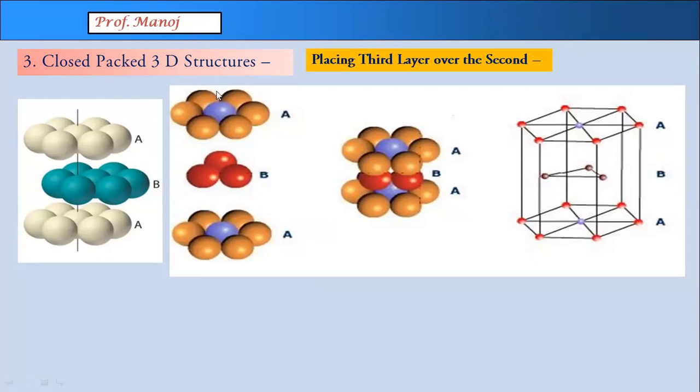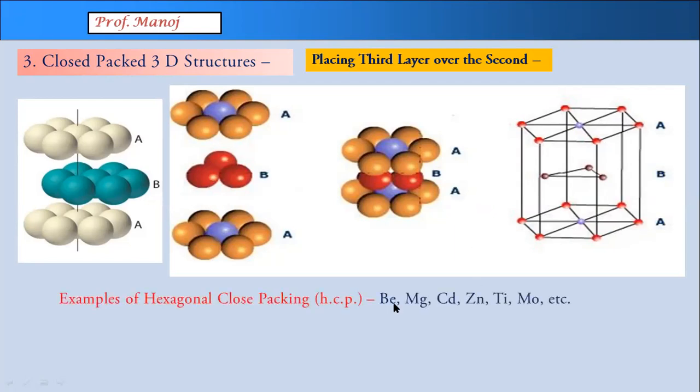So watch, this A layer is over here, a hexagon, with a purple atom in the center, the 3 atoms of the second level over here, and once again the same level down. This is what we call hexagonal close packing. In the periodic table, it is seen with beryllium, magnesium, cadmium, zinc, titanium, molybdenum, so many of them. Packing efficiency of this is found to be 74%, and its coordination number is 12.